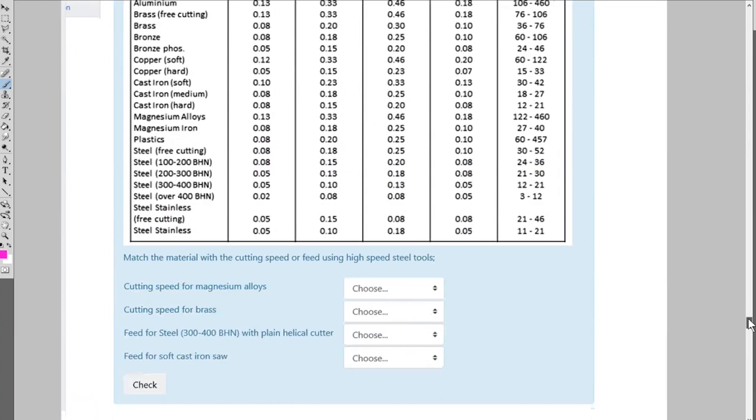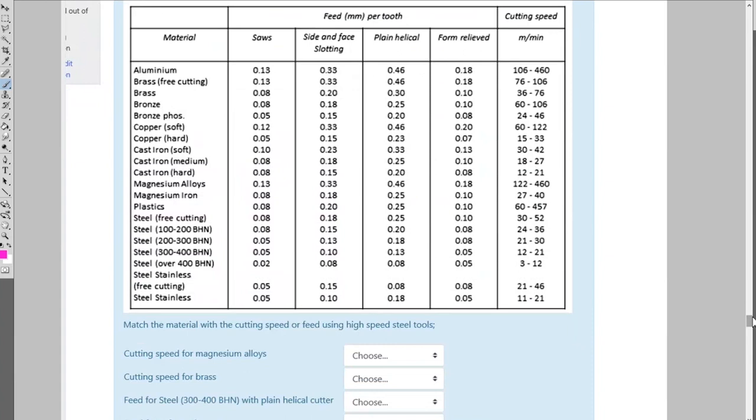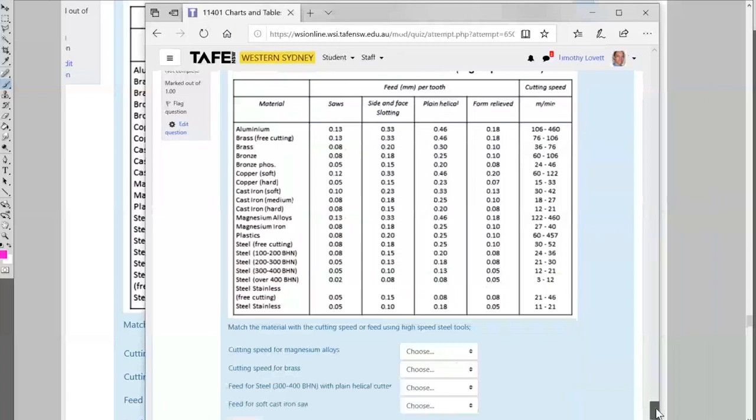Right. Now, there's a bunch of questions here to be answered. See, here we go. Cutting speed for magnesium alloy. So match the material with the cutting speed. So we have a choice here of which one we're using. Cutting speed for magnesium alloys. So we've got a bunch of numbers here, and we've got to find out which one they are up here. So cutting speed is the last column here. Magnesium alloys here, so it's 122 to 460.